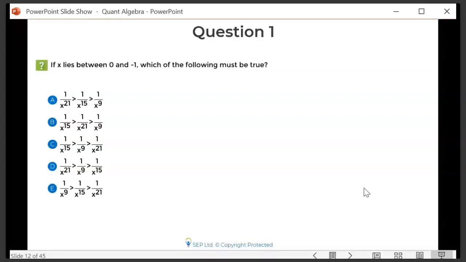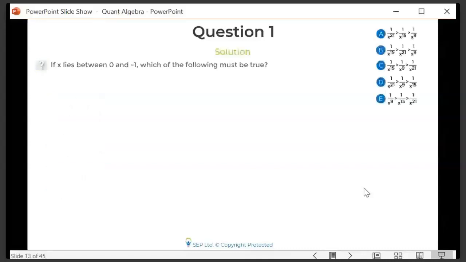You can type it in the chat pod. Anyone? Okay, Mahiti is saying that I took a sample -1/2. Okay. Anyone else?